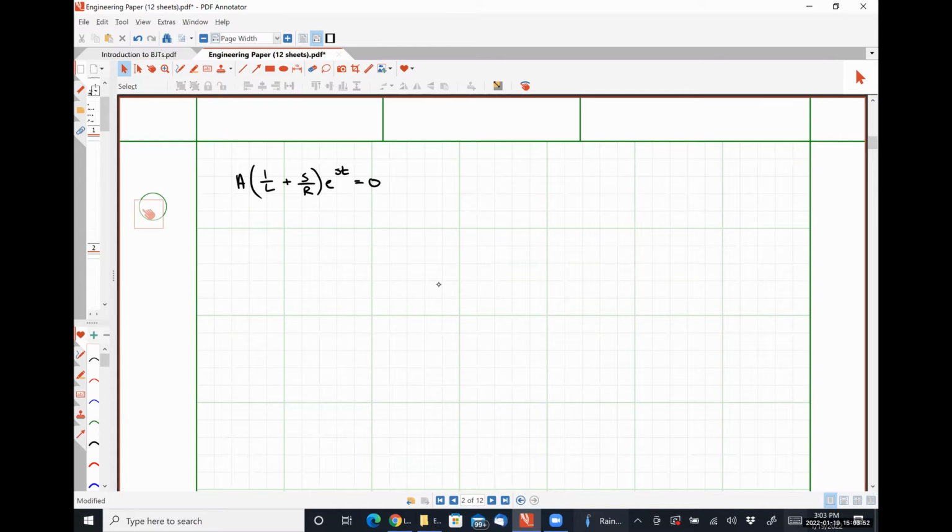e to the st can get close to 0 for particular values of S, but generally speaking, e to the st isn't 0 either. So really, the behavior of this circuit is defined by this bit right here in the middle, which is called the characteristic equation.